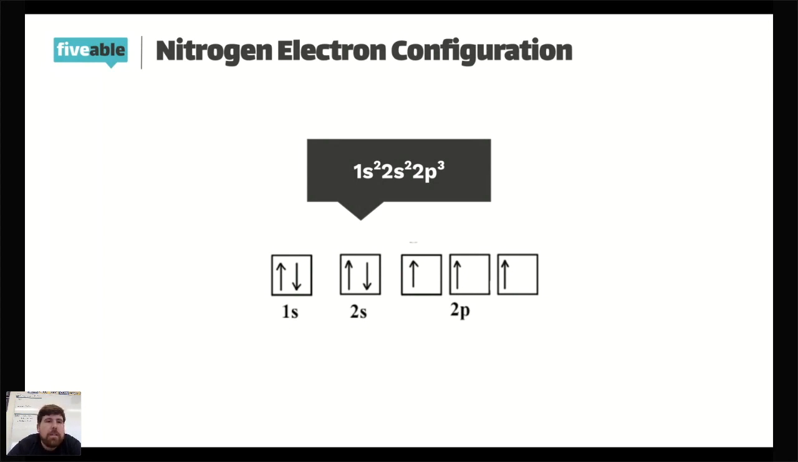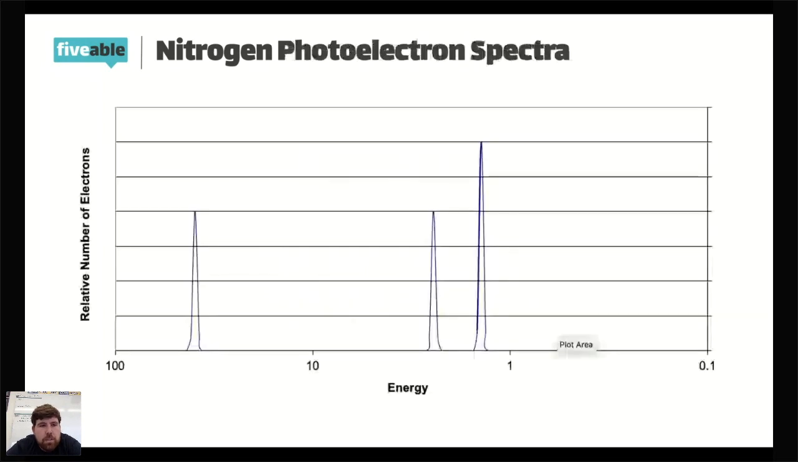So I'm going to go ahead and pull up the nitrogen photoelectron spectra, which is right here. And we can see a couple of weird things about this graph. First thing I want to point out is the x-axis is backwards. Notice that it starts with 100 over on the left, and then it goes to 10, 1, and 0.1. So what it's essentially showing us is a logarithmic decrease. The electrons that are closest to the y-axis are the ones that are highest in energy to remove. They have the highest ionization energy.